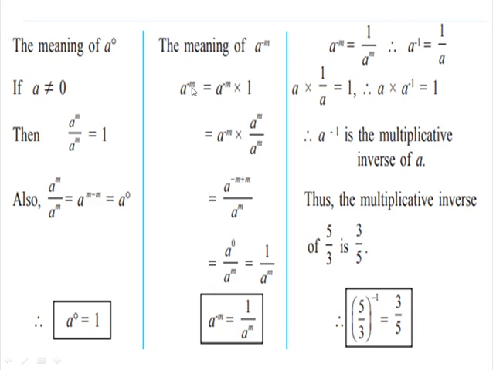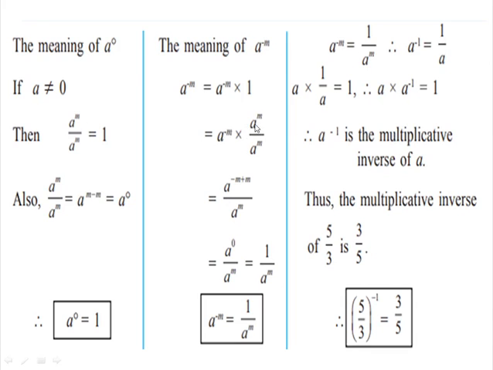Here, for a raised to negative m, we know that 1 multiplied by any number is the number itself. So here we can write a raised to negative m equal to a raised to negative m multiplied by 1. Just now we have seen 1 can be written as any number divided by itself. So here we are taking 1 as a raised to m upon a raised to m. Now children, if you look at this step, here a raised to negative m multiplied by a raised to m.